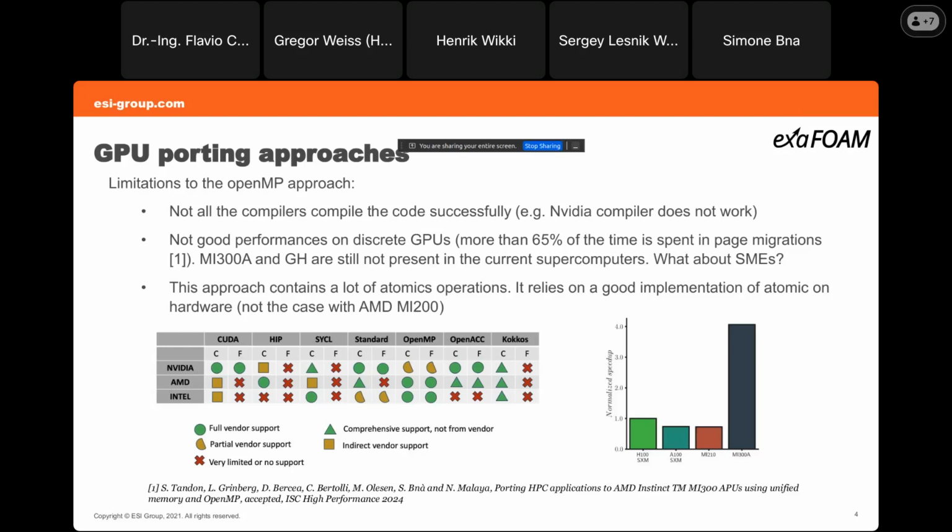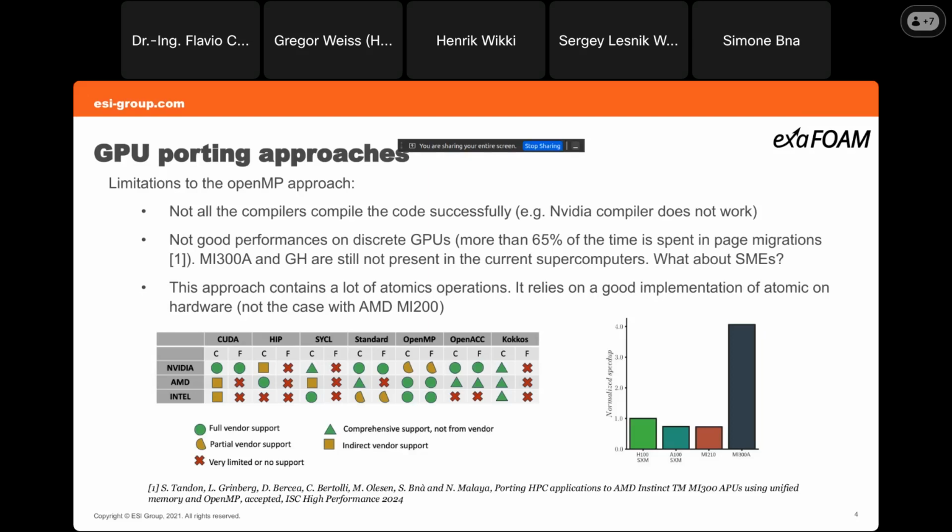We made some tests using this approach on Hopper, Ampere, and MI210, and we see that 60%, or probably more than 60%, of the time is spent in page migrations. So if you don't have a machine that in some way has a fast connection between host and device, like in Grace Hopper, or a completely unified memory, like in MI300A, performance is very bad. And in the current supercomputers, there is no Grace Hopper or MI300A available at the moment.